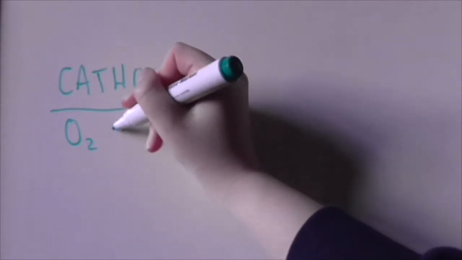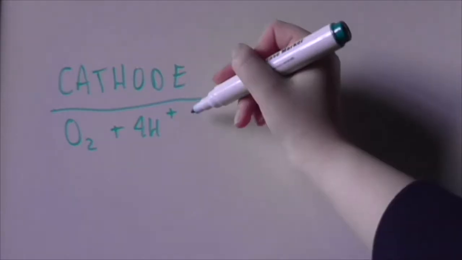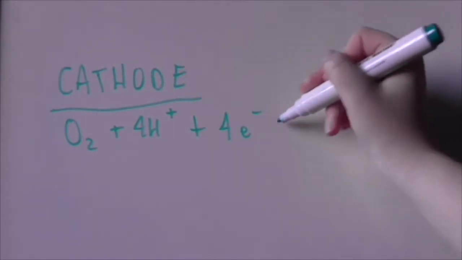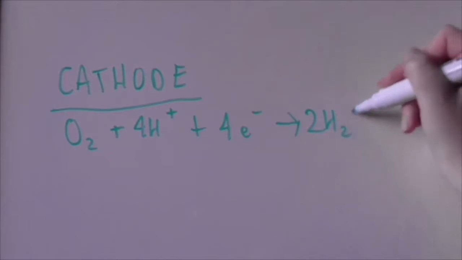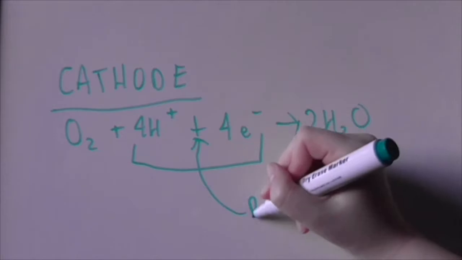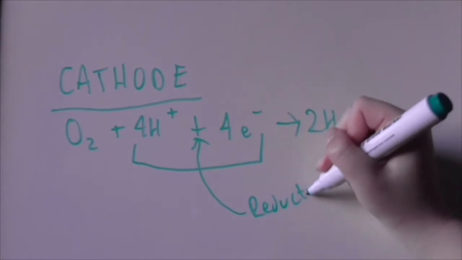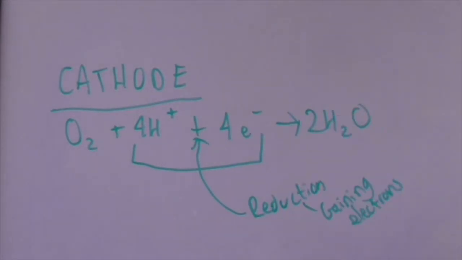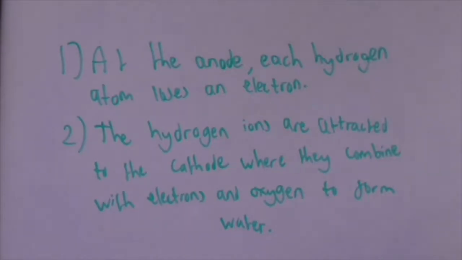At the cathode, the equation is O2, oxygen, plus 4H+, 4 hydrogen ions, plus 4e-, 4 electrons, to form 2H2O, which is water. The adding of the electrons shows that it is reduction that is happening, because reduction is gaining electrons. It's counterintuitive. So the stages in a fuel cell are that at the anode, each hydrogen atom loses an electron, and the second stage is that the hydrogen ions are attracted to the cathode, where they combine with electrons and oxygen to form water. You can basically just figure this out by remembering the equations and describing what's going on.